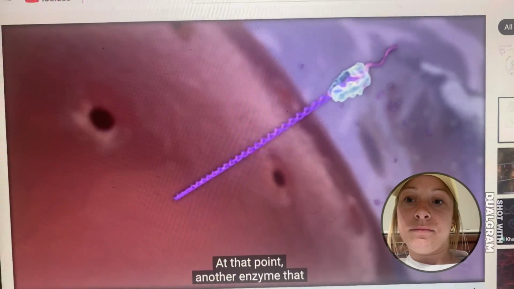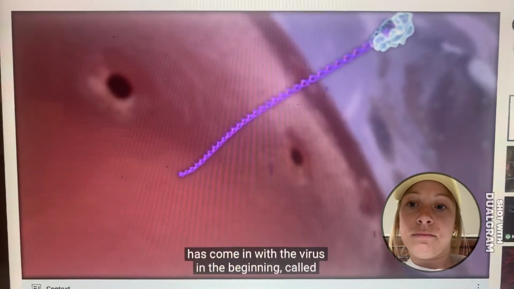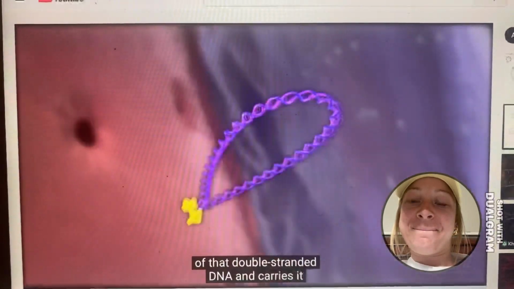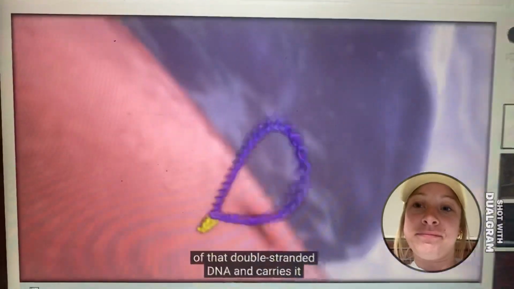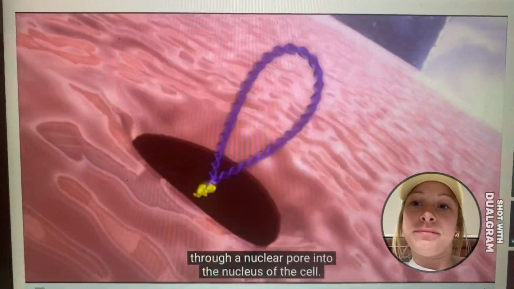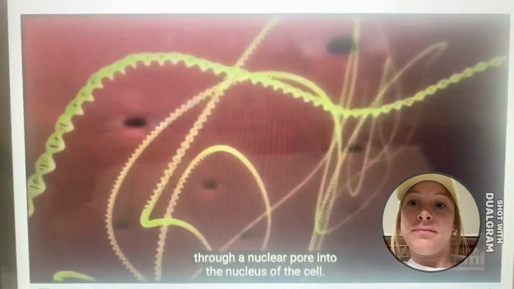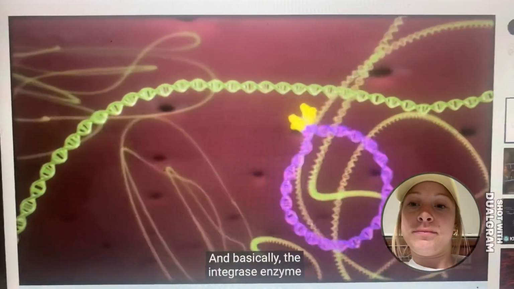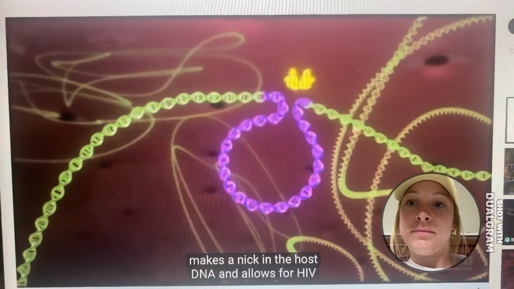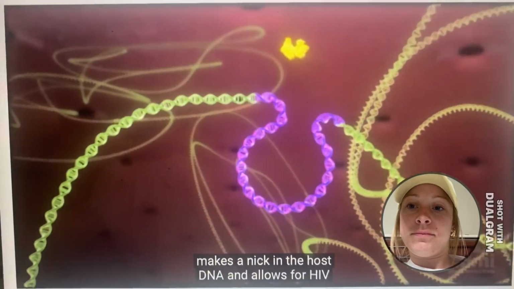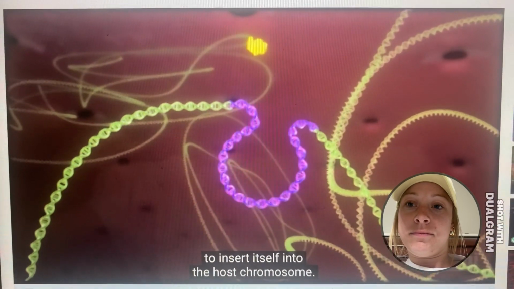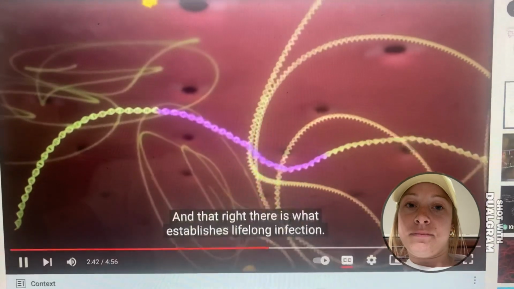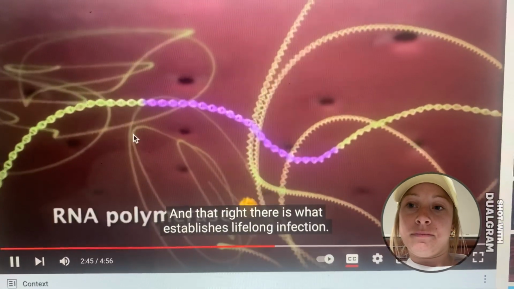At that point, another enzyme that has come in with the virus in the beginning, called integrase, essentially grabs hold of that double-stranded DNA and carries it through a nuclear pore into the nucleus of the cell. Within the nucleus of the cell, it finds the host chromosome, and the integrase enzyme makes a nick in the host DNA and allows for HIV to insert itself into the host chromosome. And that right there is what establishes lifelong infection.